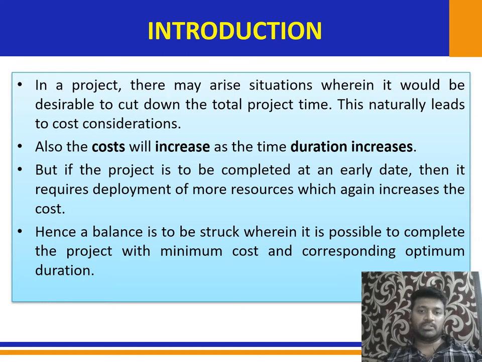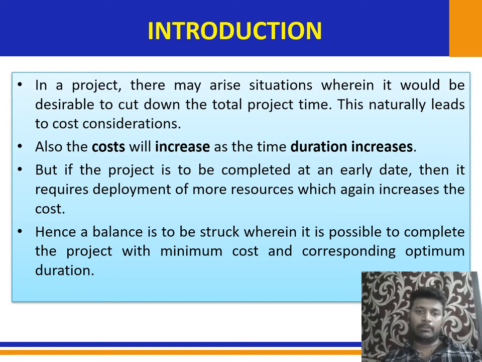In a project, you may arrive at a situation where you should be able to cut down the total project time. When I say cut down the project time, it means that you need to make sure each and every activity goes as per the schedule you have planned. Suppose you plan to complete the project on an earlier date. For example, initially you planned for 3 years and now you are going to plan it for 2 years. It means that you are going to deploy more resources to make sure the project is completed earlier. So you are going to spend more resources, which again increases the total cost of the project.